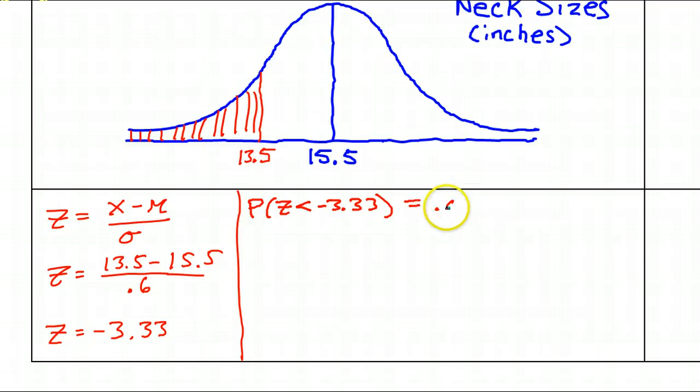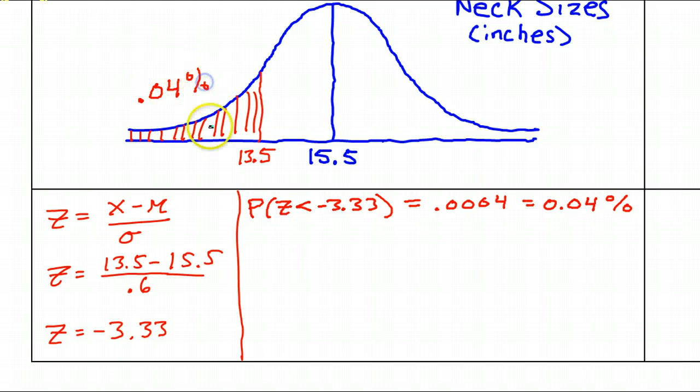So the proportion of z values that are less than negative 3.33, gotta write your symbols, is 0.0004, which is the same thing, if I move the decimal point twice, as 0.04%. That's less than 0.5%. Very few guys fall into this category. But anyway, that really is the answer to the question.